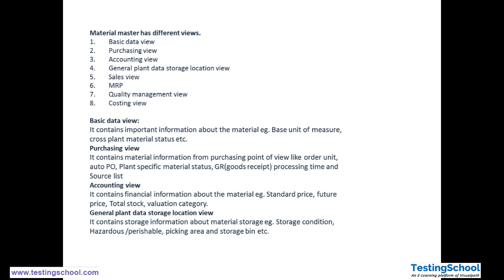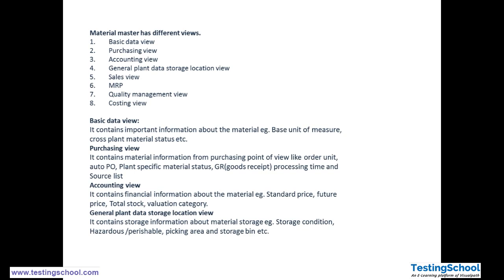Plant specific material status defines whether the material is active or not. If this checkbox is checked, it means that this material is blocked for purchase in this plant. So this material you cannot procure in this plant. GR is goods receipt processing time. That means how much time it will take from the day of the purchase order being released to goods receipt. What is the turnaround time? And source list. We will discuss source list in the source list section.